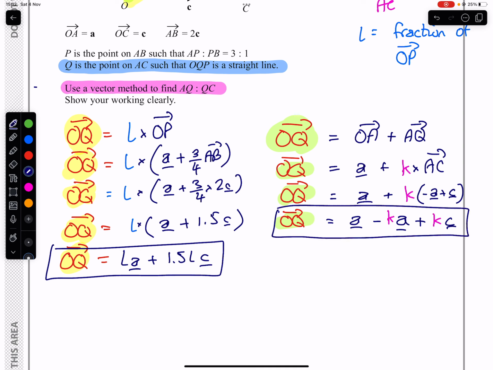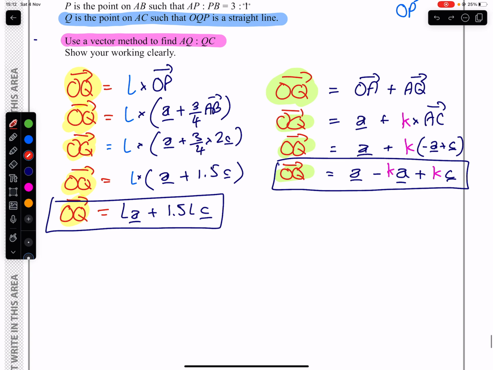Now, these look different, but they have to represent the same vector because you started from O and you ended up with Q. You've just gone different ways and you've just got different combinations of variables in it. So when you're dealing with two different vectors and then trying to figure out how they're the same as each other, you look at the individual parts themselves, which are the A's, and there'll be a reason why I highlight that in a minute, and the C's. The A parts and the C parts must be equal. So when I look at the C parts, it's easier to do this. I have a 1.5 L that's stuck to the C there, and I have a K that's stuck to the C there, which means 1.5 L and K must be equal.